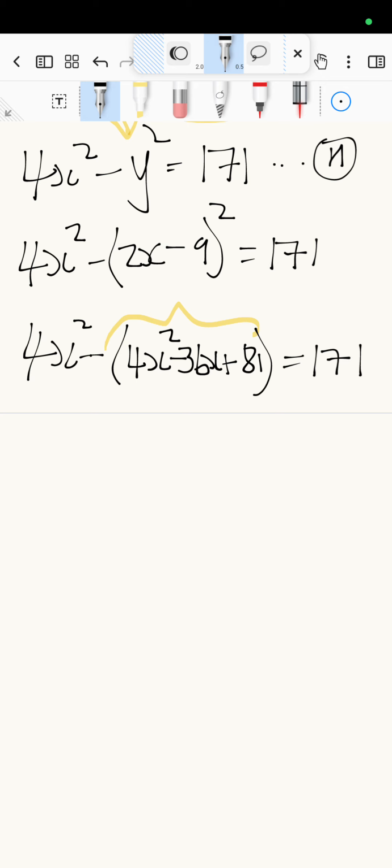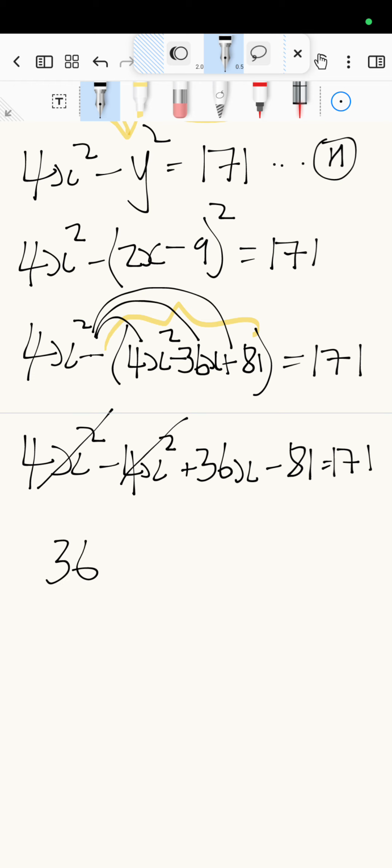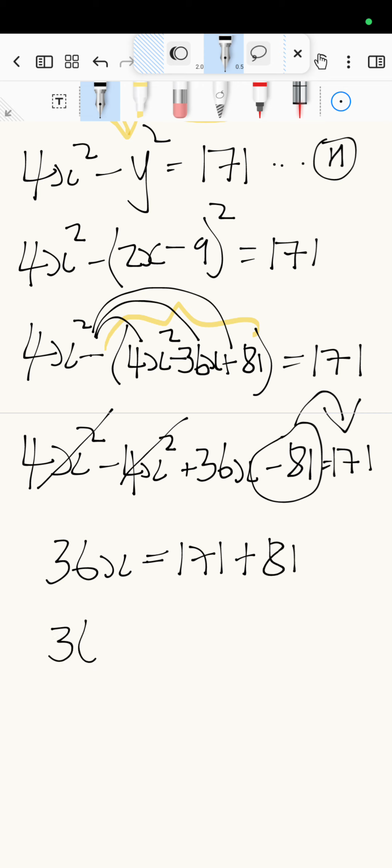My negative is going to multiply in, so this is going to be 4x squared minus 4x squared, minus the 36x, so it's going to become positive 36x, and that's going to give me a minus 81, all equal to 171. Okay, so let's see, these nicely disappear. So I'm going to have 36x. I'm going to take this and add it on both sides. So I'm going to have the 171 plus my 81. So it's going to be 36x is equal to the 252.